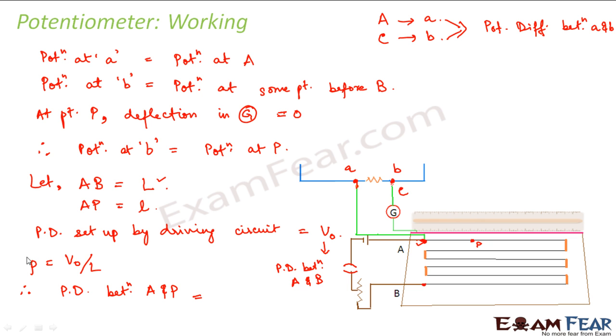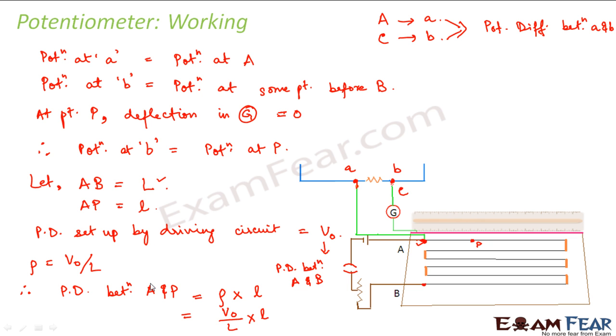So the potential gradient of this wire is V naught by L. Now if we want to find out the potential difference between A and B, this will be equal to the potential gradient into the length, the distance between A and P, that is equal to small l. So this will be equal to V naught divided by capital L into small l. Right? That is the potential difference between A and P.